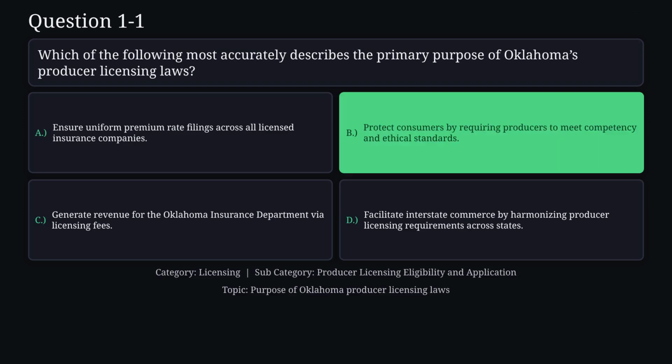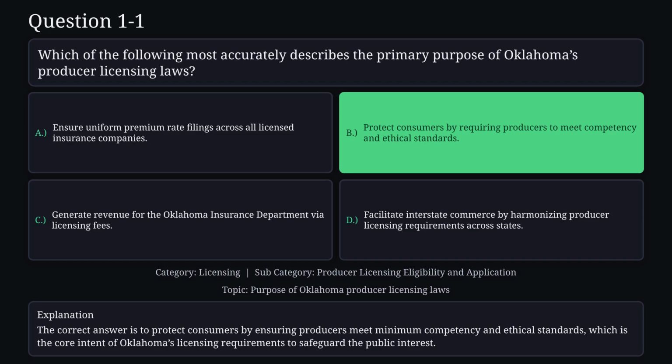The correct answer is B. The correct answer is to protect consumers by ensuring producers meet minimum competency and ethical standards, which is the core intent of Oklahoma's licensing requirements to safeguard the public interest.